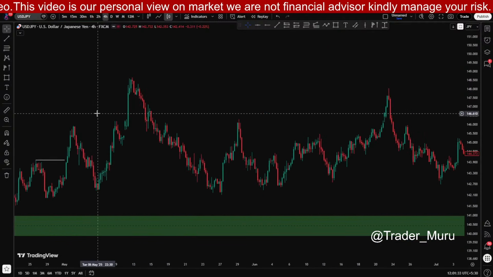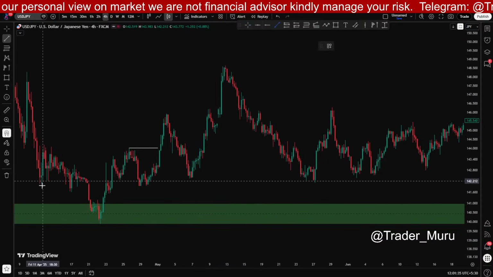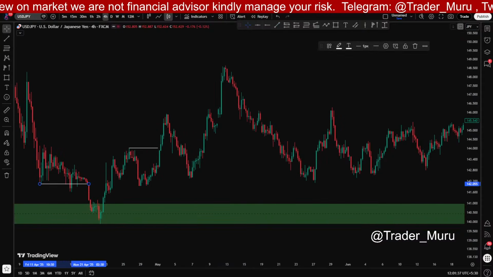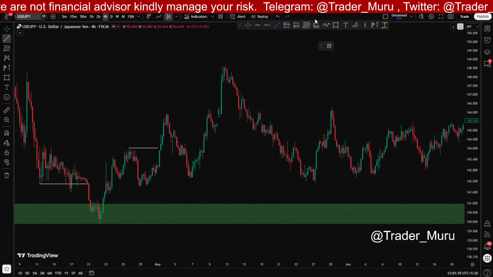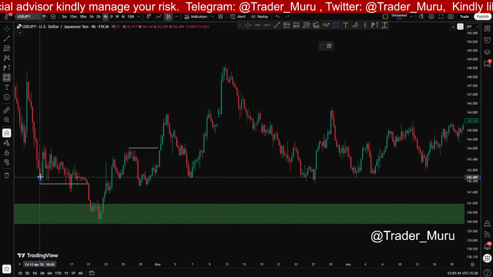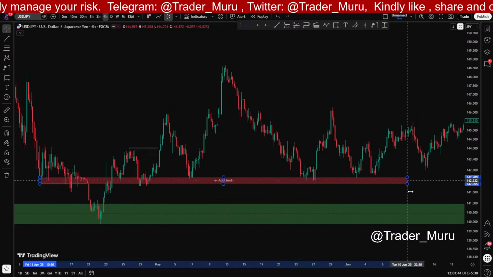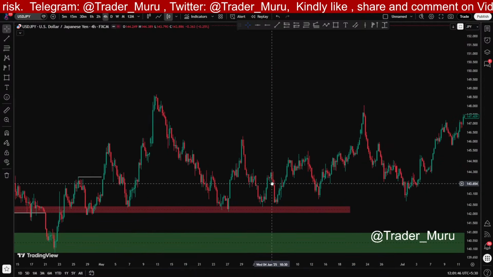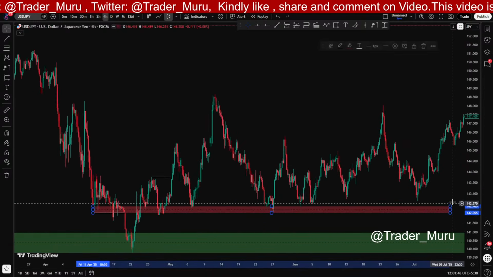Bigger time frame. This is your breakout structure. This is your QML. This is for the daily time frame. This is QML test and pump.